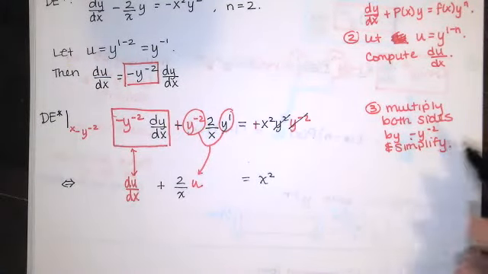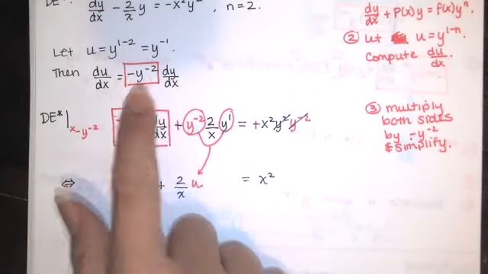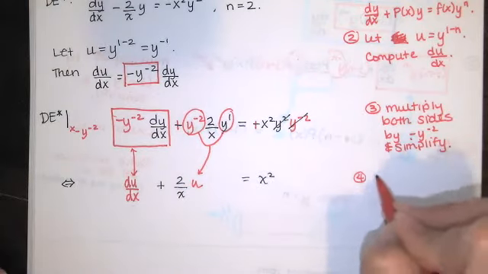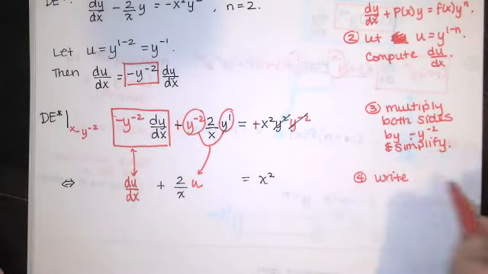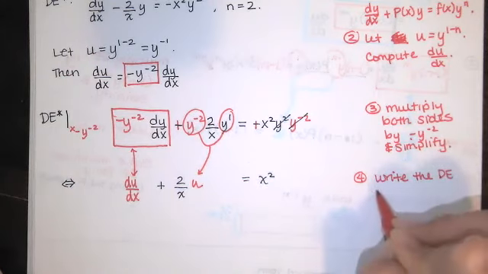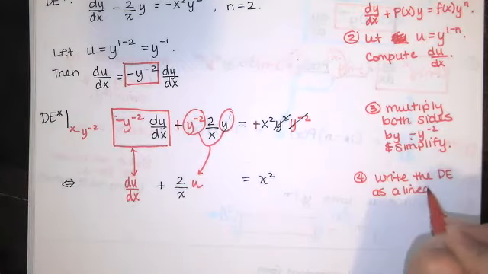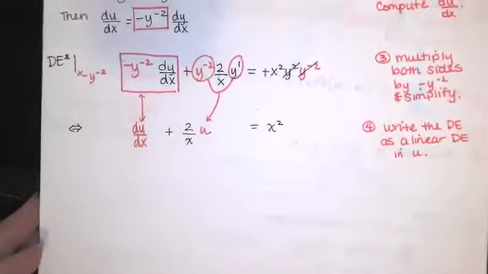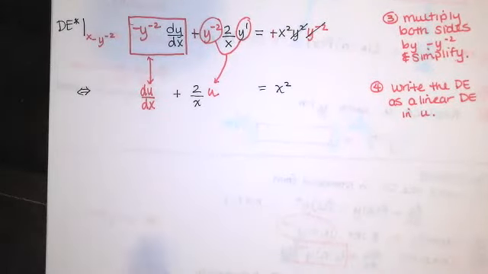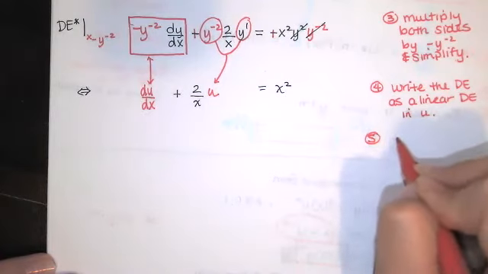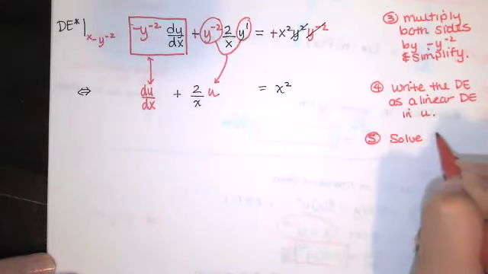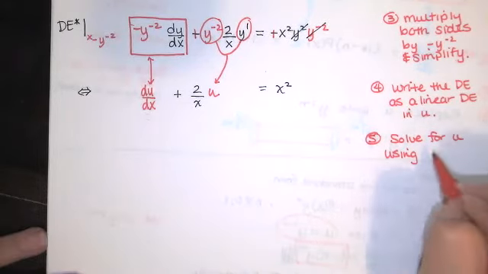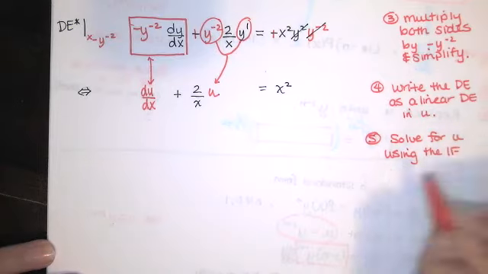Okay, so we multiplied both sides by this coefficient, that negative y to the negative 2. And then we write the differential equation as a linear differential equation in u. And we've done it. So now we're here. Since it's linear in u, now we're going to solve the linear equation using that method for first order linear ODEs, which is the integrating factor method.